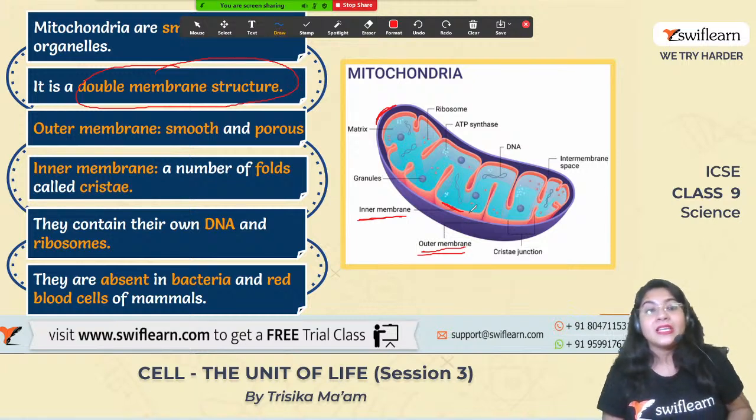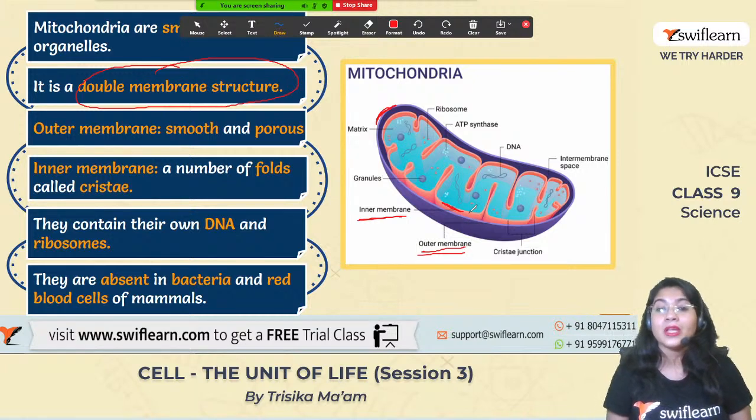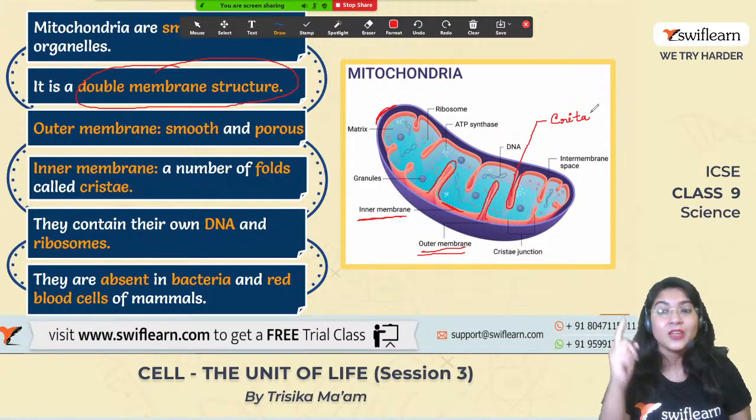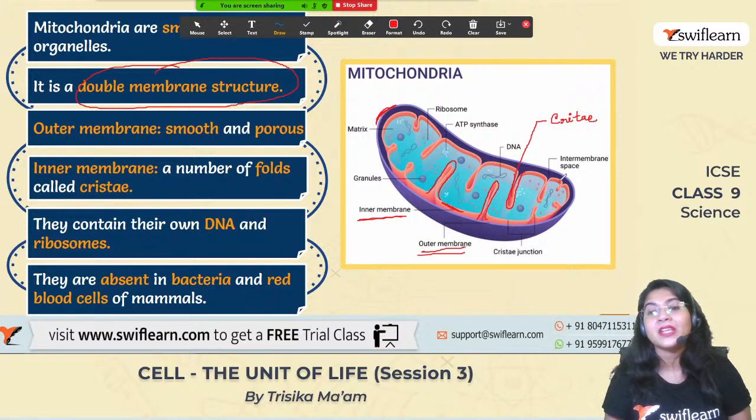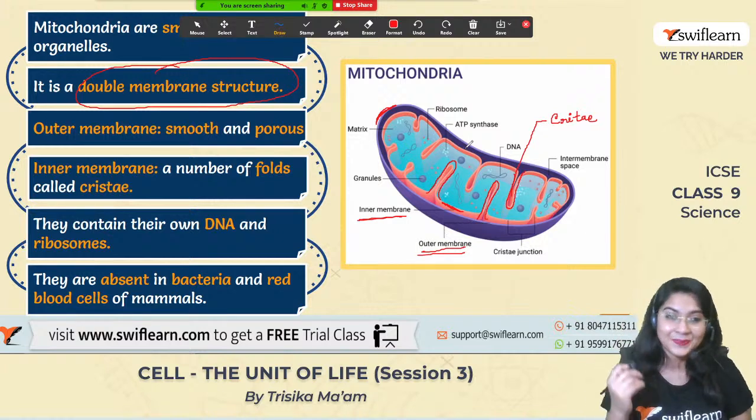Now we have seen that the inner membranes are folded into different folds. They are coming into different folds. You know what these folds are known as? These folds are known as cristae. Okay, crista is the singular word and cristae is the plural word, right? So as you can see, many folds are present within the mitochondria, definitely they are forming the cristae, right?